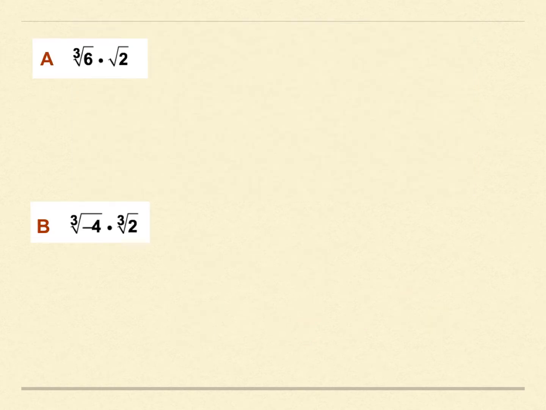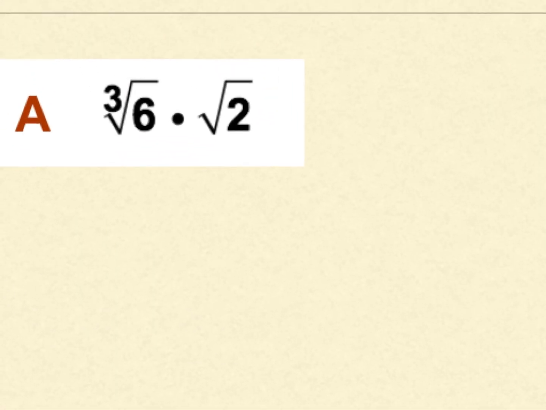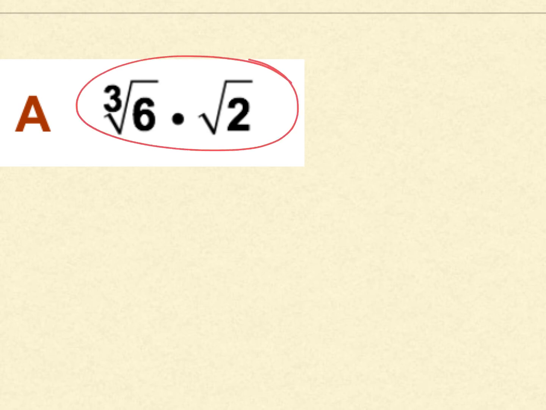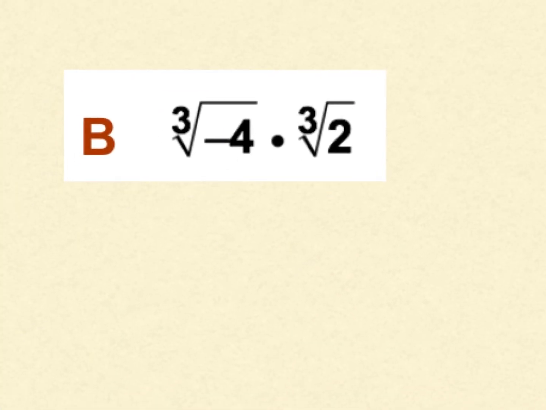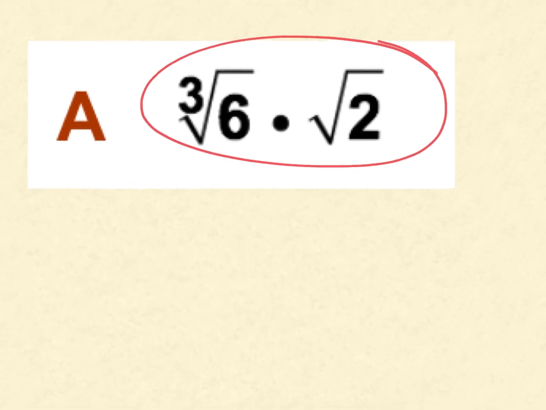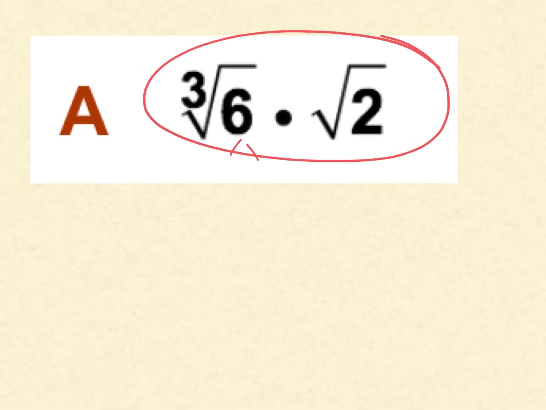So for A, can we multiply these two together? No, because our radicals are not the same. So this would just be our answer. This is as simplified as it can be. Can't do anything else. Well, we could break up the 6 into what? What are two factors of 6? 3 and 2. Do we have any pairs of 3 that we could circle? Nope. So the cubed root of 6 is as simplified as it can be.